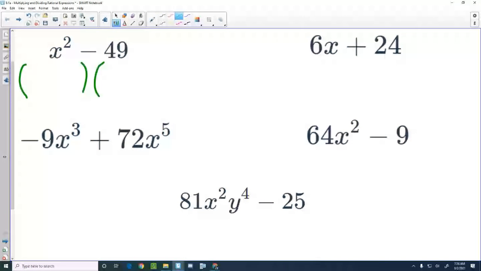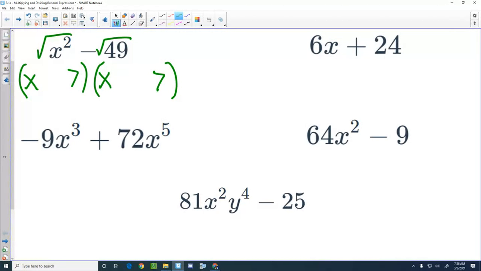into 2 binomials. And the first term in each of these binomials is simply the square root of the first term. So the square root of x squared is just x. And the second term in both of those factors is simply the square root of that last term in our original binomial. So the square root of 49 is 7.